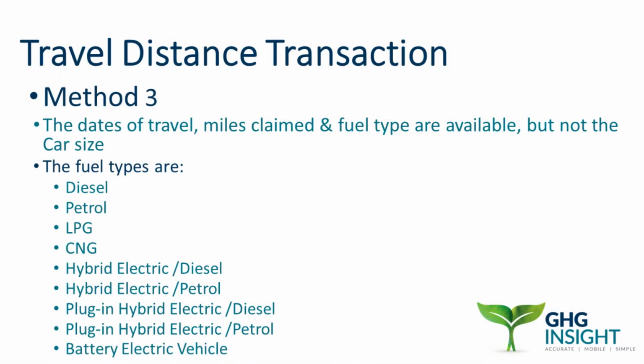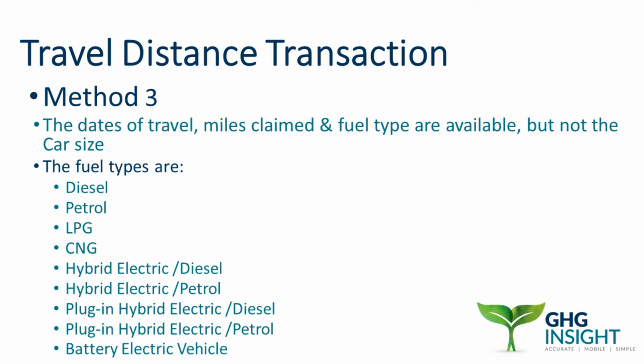Method 3. We use this information when the total miles claimed and the fuel type can be obtained from the expenses system, but not the size of the different vehicles. We do not know the size of the car, so the system uses average car from the government factors and then selects the appropriate fuel type to calculate the emissions.